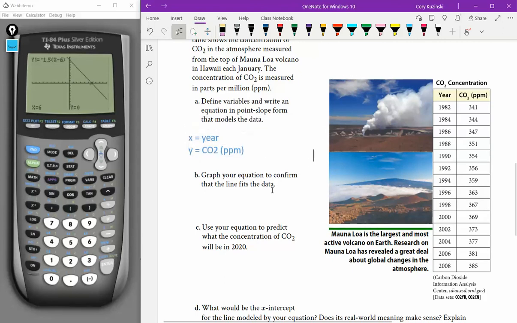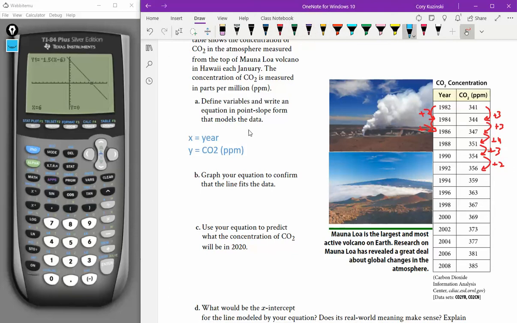All right, graph your equation to confirm. Oh, we're supposed to write the equation of a line too. Well, here's what I'm noticing: this is going up 3, then it goes up 4, up 3, up 2. Every time the number of years goes up 2. So every 2 years, the parts per million of CO2 is going up a 2 or 3 or 4. I'm just going to go with 1.5 here to guess.